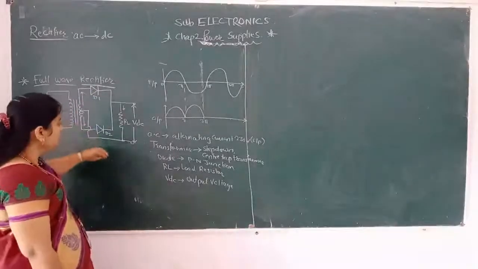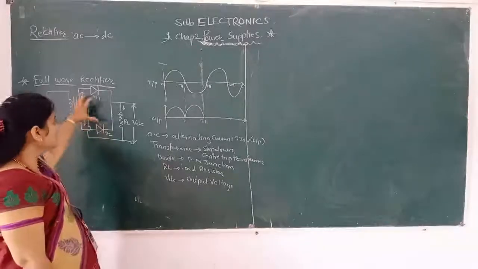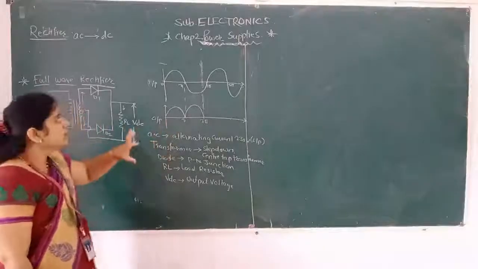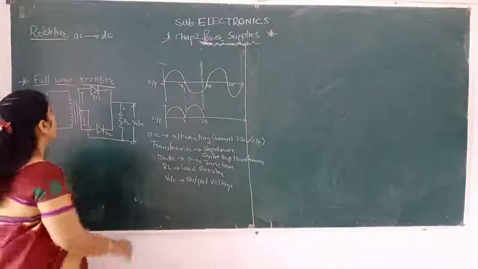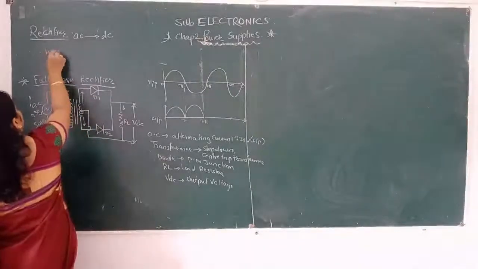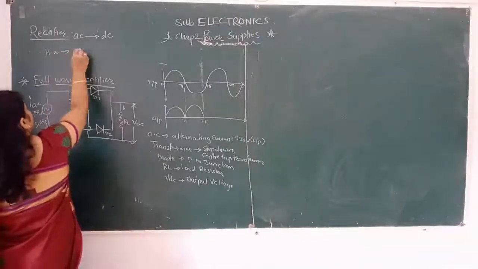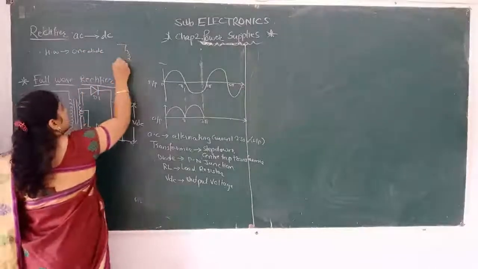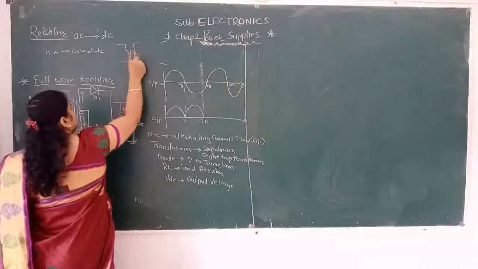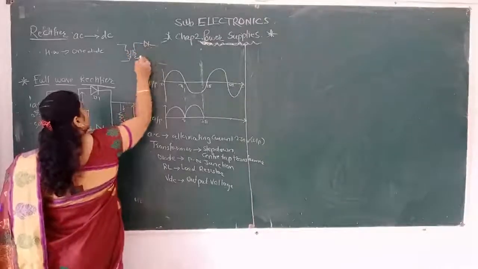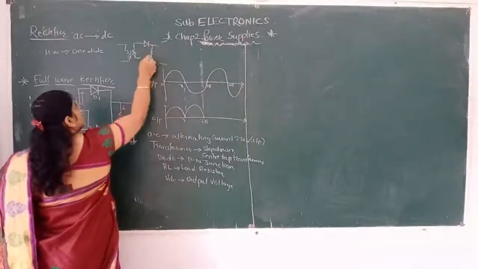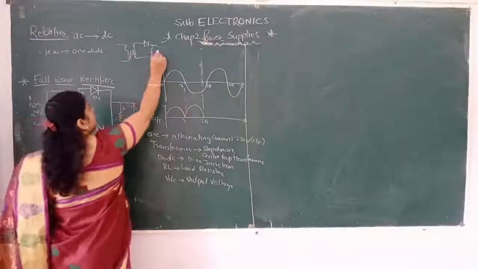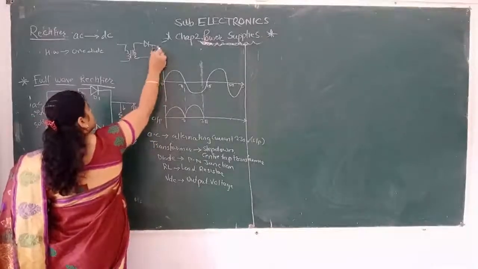So what happened in this full wave rectifier? Why is it called a full wave rectifier, and what is the difference between half wave and full wave rectifier? In the half wave rectifier, only one diode was used, isn't it? What was the circuit? The circuit was like this: only one diode and a load resistance. Here was the output, isn't it?